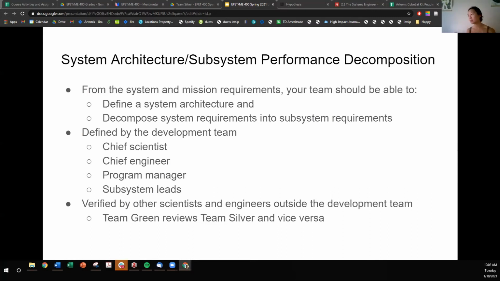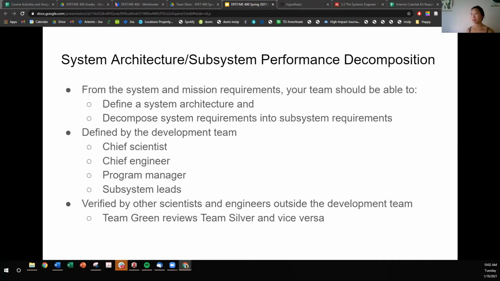Some of the system requirements can touch multiple subsystems. Some are only relevant or directly relevant to one subsystem. Some subsystems affect other subsystems. So you need to think about all of these different relationships when coming up with requirements.